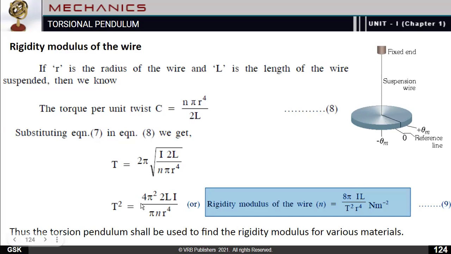That is T square is equal to 4 pi square 2 l I divided by pi n r power 4. So after solving, we will get the rigidity modulus n is equal to 8 pi I L divided by T square into r power 4. So I think you understand how to calculate the rigidity modulus for the torsional pendulum. Thank you.